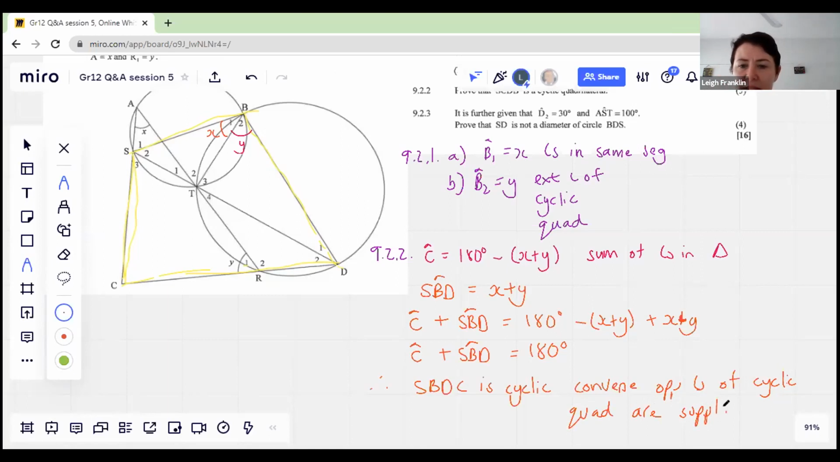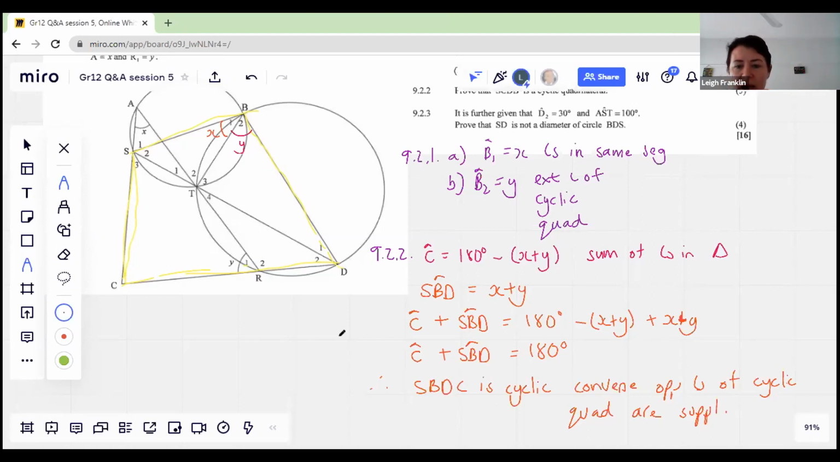Does it make sense to everyone? Any questions? You guys okay? Yes, you sure? Okay. Yes, Karabo. Thanks, Anne. So C plus SBD is equal to 180 minus X plus Y. Yes, I was just substituting.